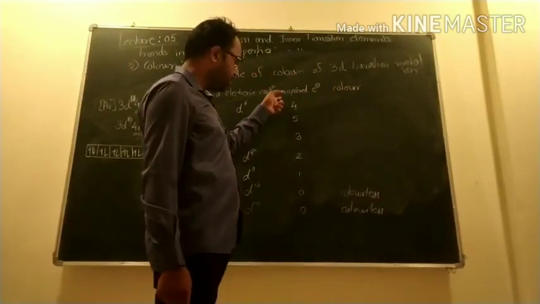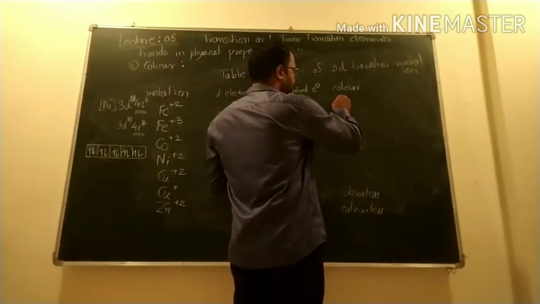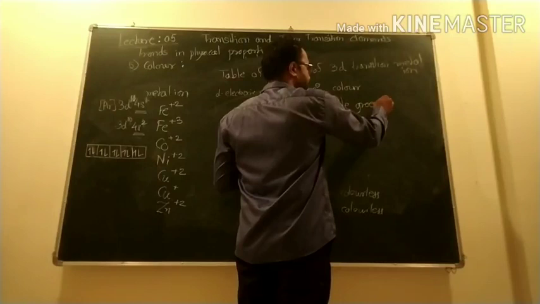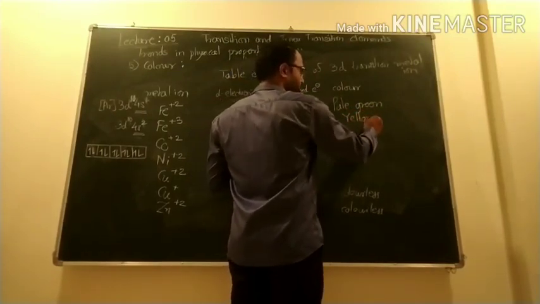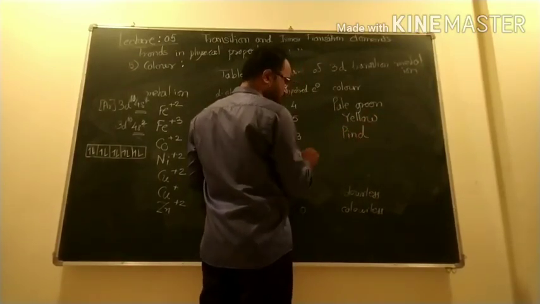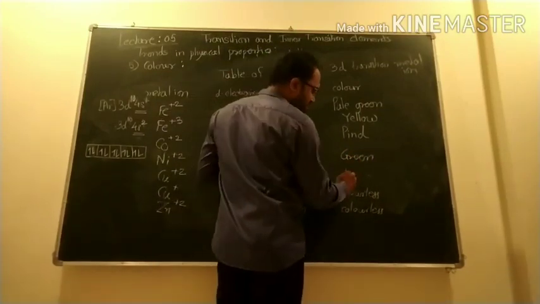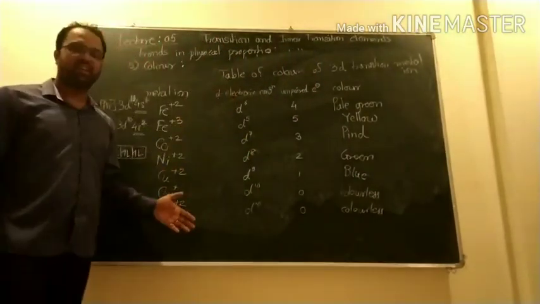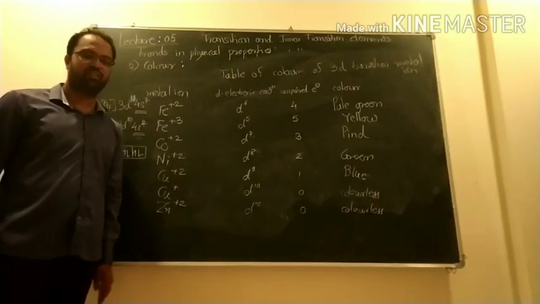Okay, now the remaining 5 cases: the first is pale green, 5 electrons is yellow, 3 electrons is pink, 2 electrons is green, 1 electron is blue. So this is the second set of the table of colors of 3d transition metal ions.